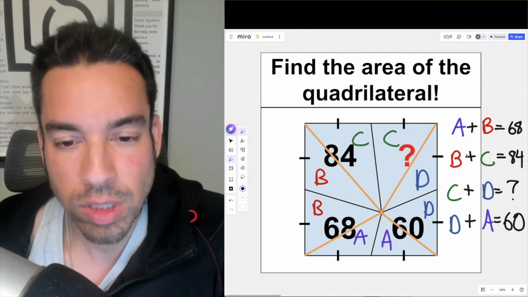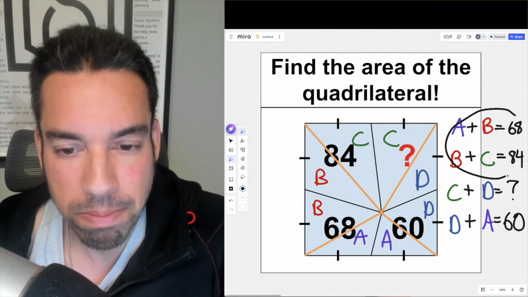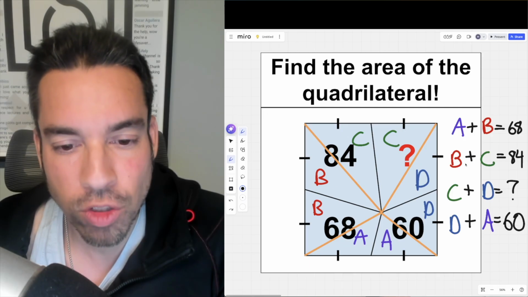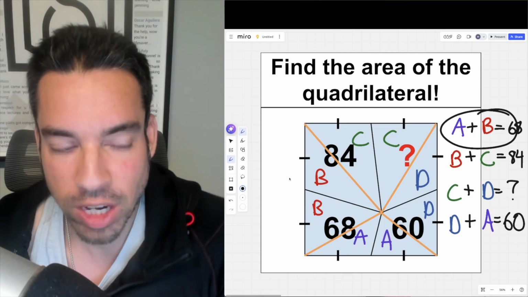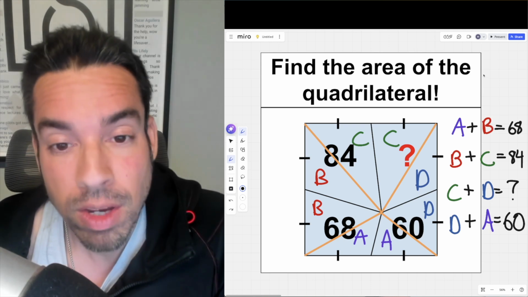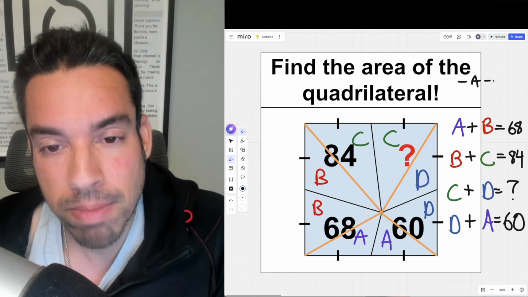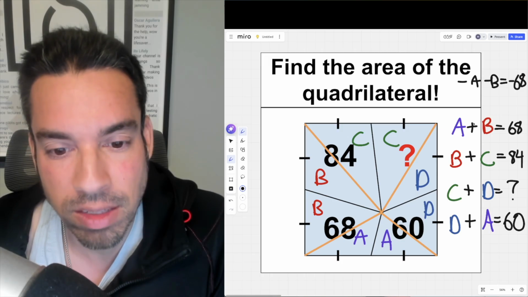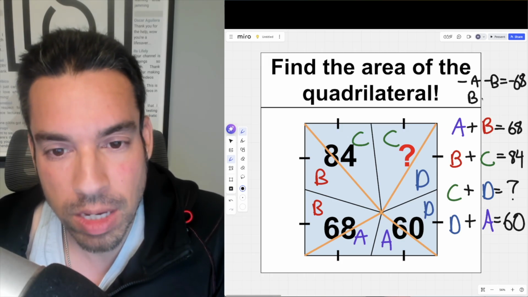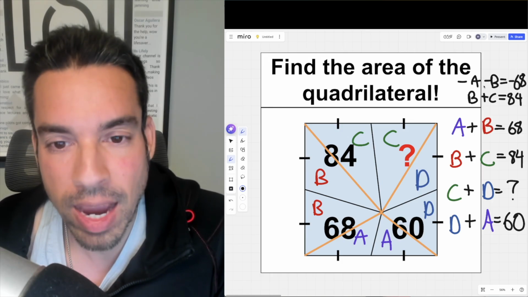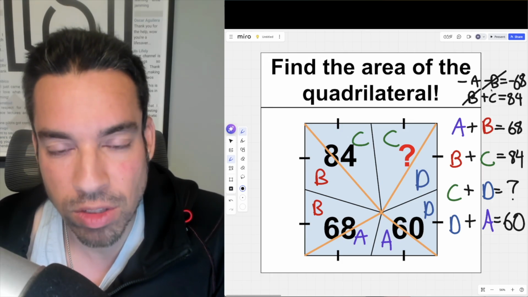So now we're going to use a little bit of algebra. I'm going to combine these equations. That's a nice system. First, I'm going to negate this equation. I can always do that with any equation. I'm going to multiply everything by negative 1. So we're going to have negative A minus B is equal to negative 68. Then I'm going to add that to this equation, which is B plus C is equal to 84. If we add these together, the B's are opposites, so they're going to cancel out.